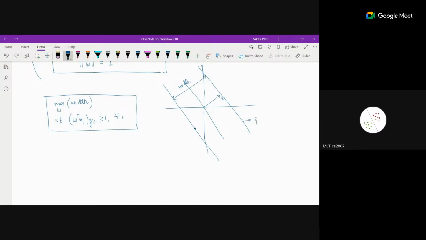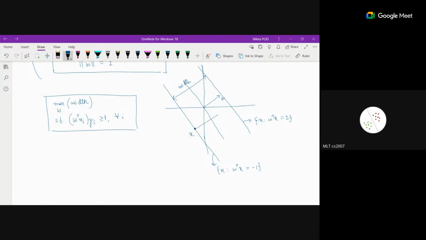First of all, this line is the set of all X such that W transpose X is equal to 1. And what is this other line? This line is the set of all X such that W transpose X is equal to -1, right? So let's say I take some X on this line where W transpose X is equal to -1, then what will be the width between these two margins?